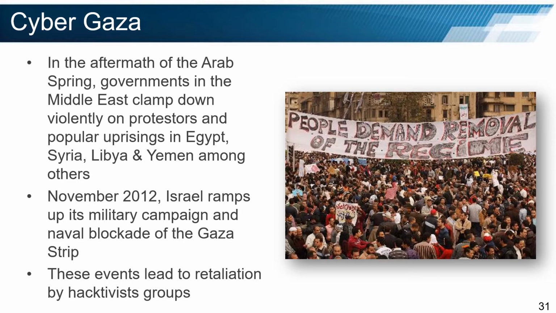Cyber Gaza. In 2011, the Arab Spring uprisings were thought to be the turning point against authoritarian regimes in the Middle East. The Middle East and North Africa were filled with grassroots and spontaneous demonstrations, often fueled by social media campaigns. By 2012, the movement had largely lost momentum, with governments throughout the Middle East clamping down violently on protesters and popular uprisings in Egypt, Syria, Libya, and Yemen, amongst others.